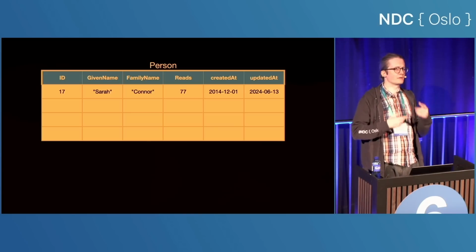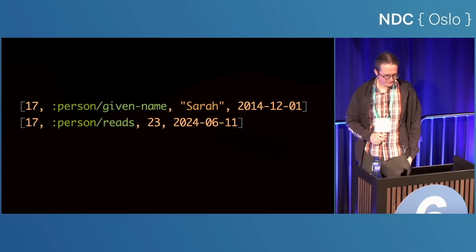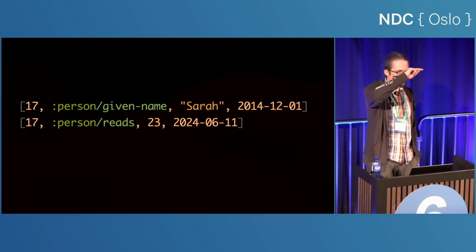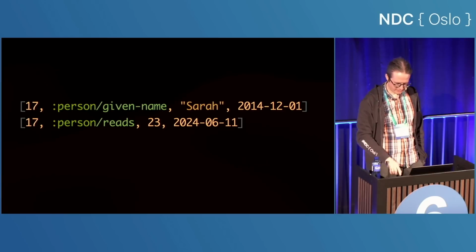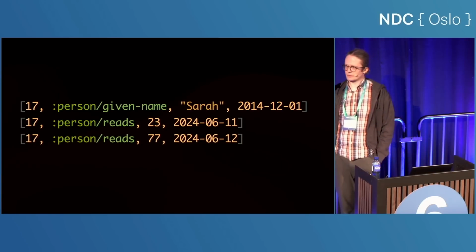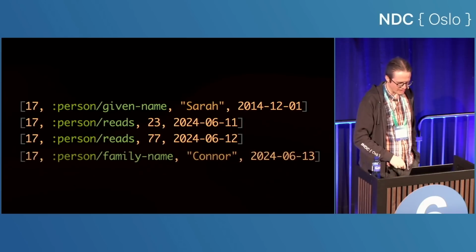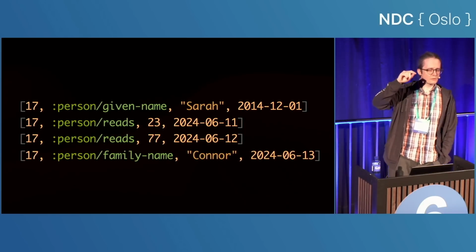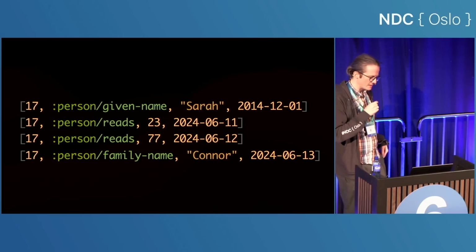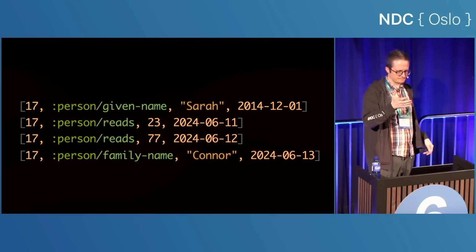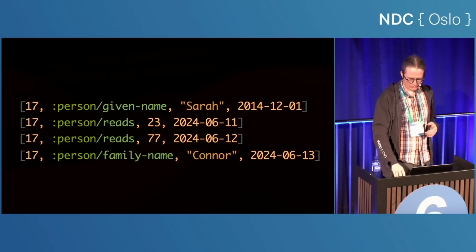Let's look at the same little sequence of events using facts. So she has a name that was at this time, and she's reading 23, which was at that time. And when she starts reading The Beach today, we just add it onto the list. And when she changes her family name tomorrow, we also just add it to the list. So not only is there no information lost, but now we're keeping track of time for all attributes and their values.